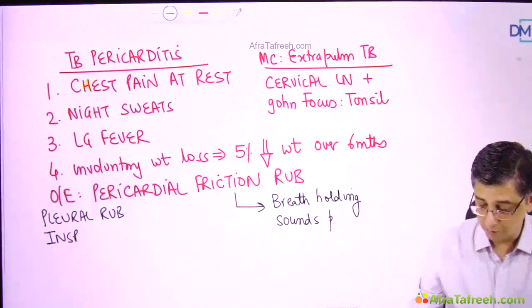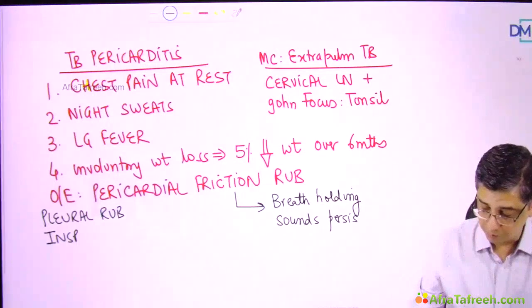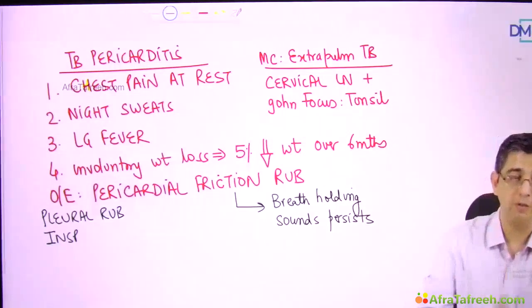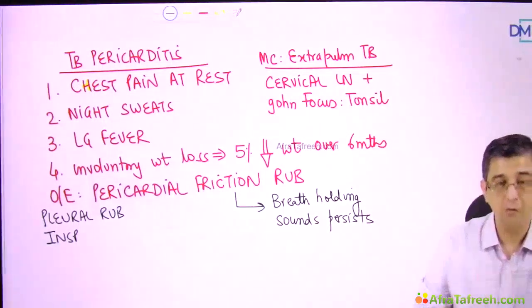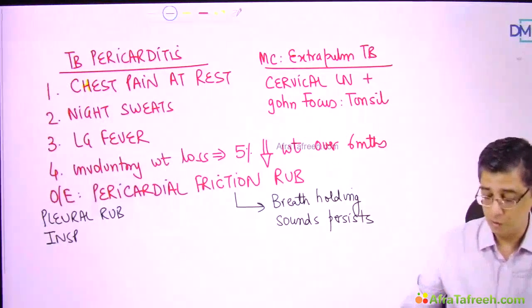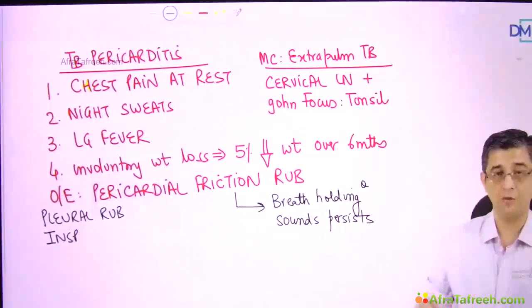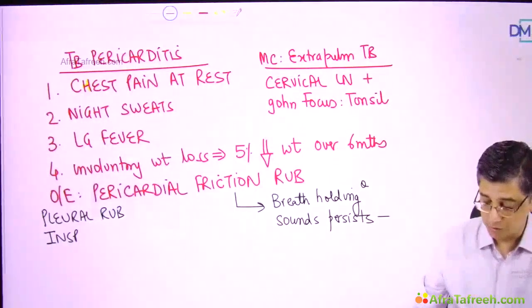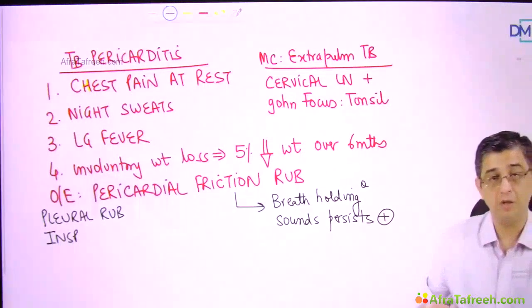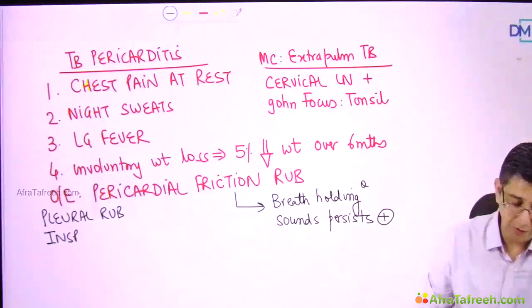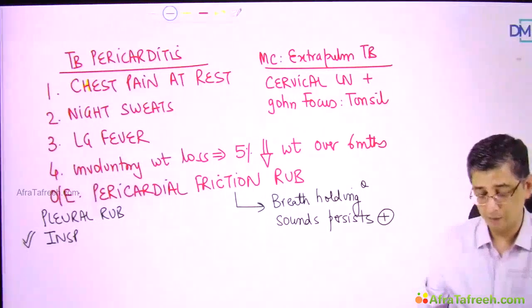So this was itself a question. What is the best maneuver to differentiate pericardial rub from a pleural rub? Options were deep inspiration, deep expiration, forceful inspiration, and breath holding. The best maneuver is breath holding. If the sound persists, that means it is coming from the heart because the lungs are not working. On the other hand, pleural rub is heard mainly in the phase of inspiration.